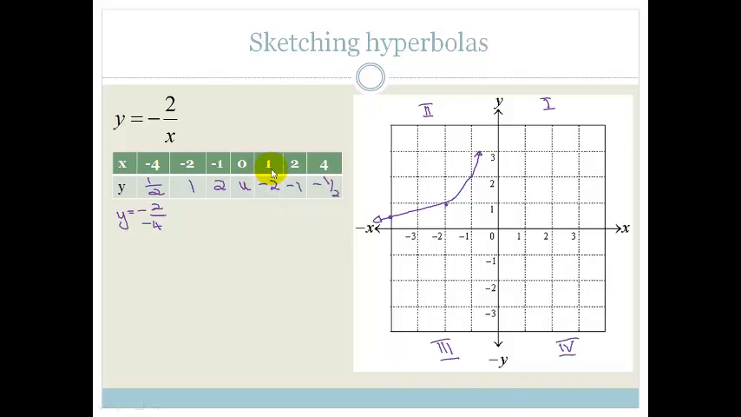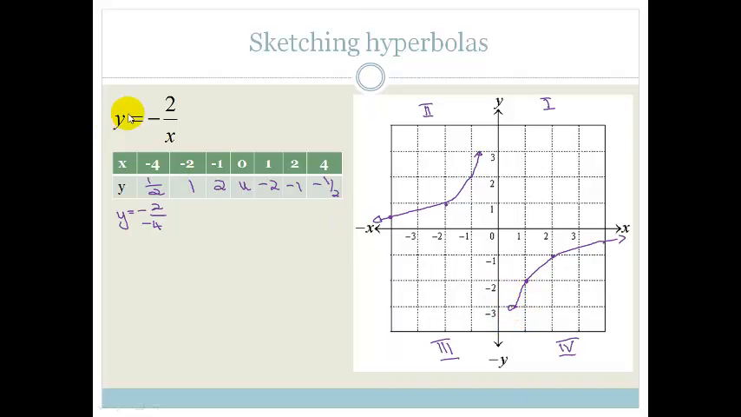Let's plot these other points here. So x is 1, y is minus 2. X is 2, y is minus 1. X is 4, y is minus a half. And let's see if I can do a better job with this one. There we go, that's much nicer. Okay, so there you go.